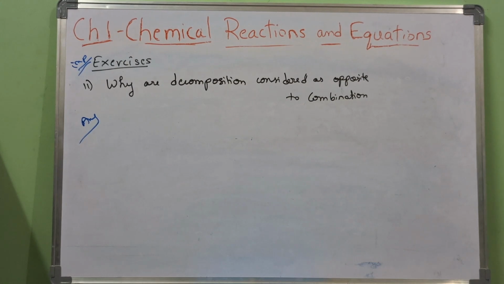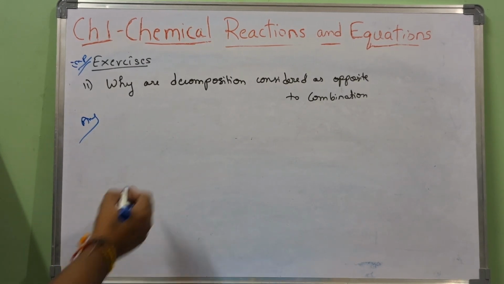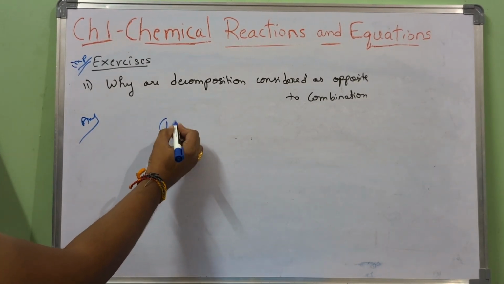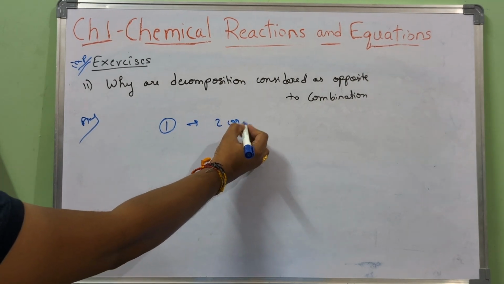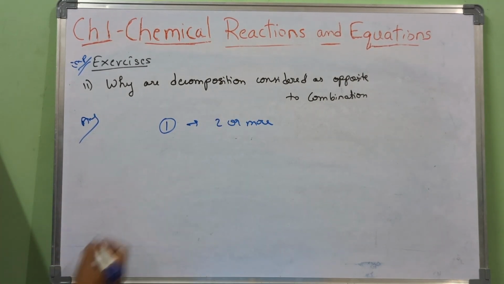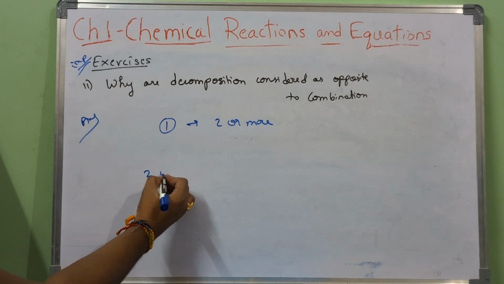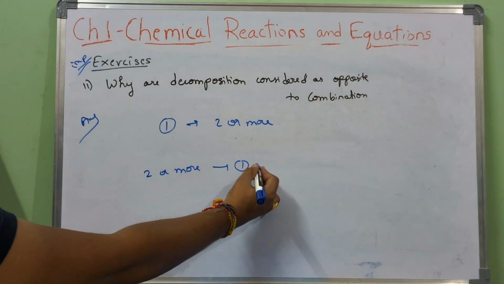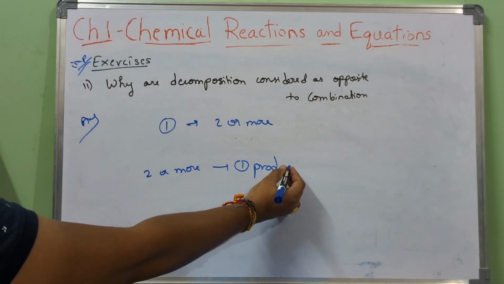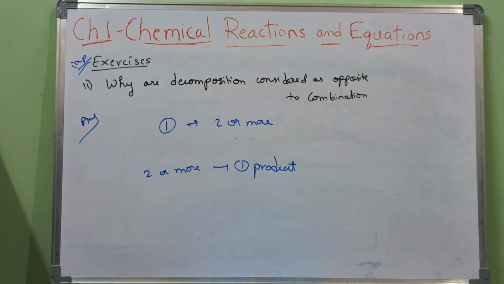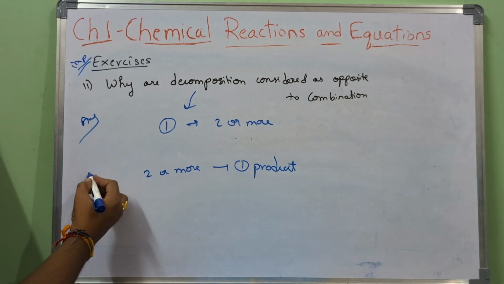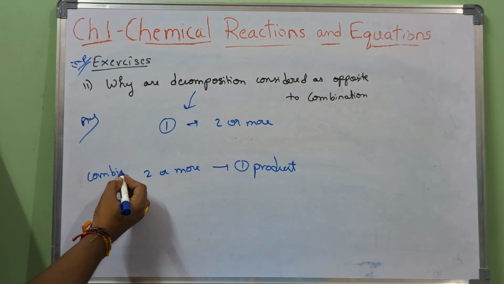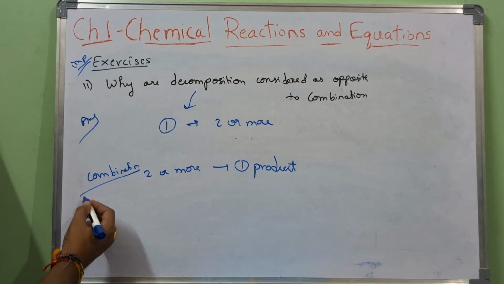In the 11th question, they are asking, why are decomposition reactions considered opposite to combination reactions? We already know what decomposition is. Decomposition is the splitting of one reactant into 2 or more products, whereas combination is just the opposite: 2 or more reactants are getting combined to form a single product. So by the definition itself, we can say both are opposite.